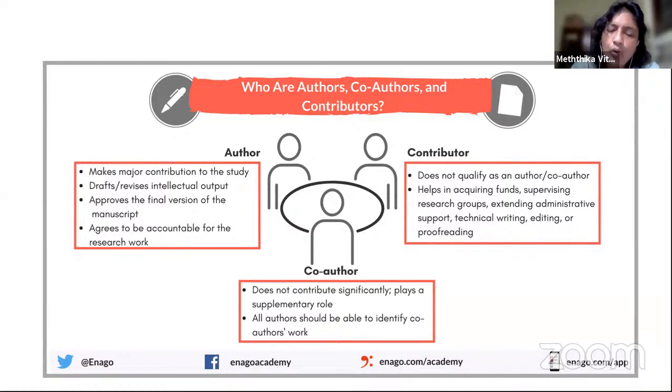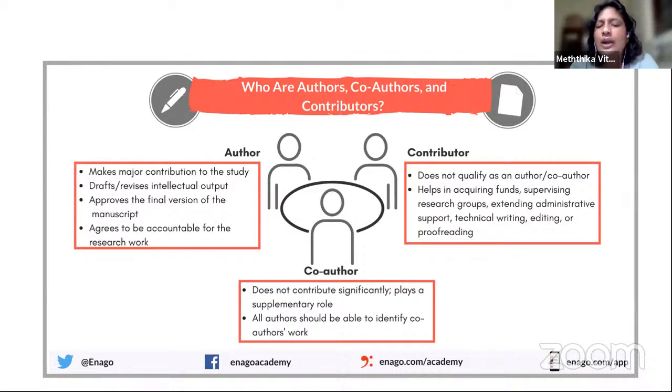And who are co-authors, right? Co-authors will not be contributing significantly. A co-author may be your supervisor. A supervisor is a co-author, right? And if there is a person who will help you in a significant manner, then that person will be a co-author, right?